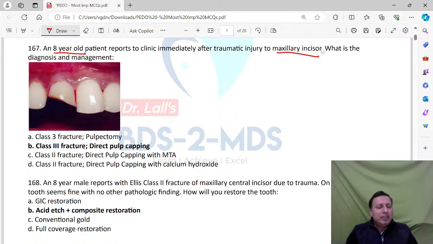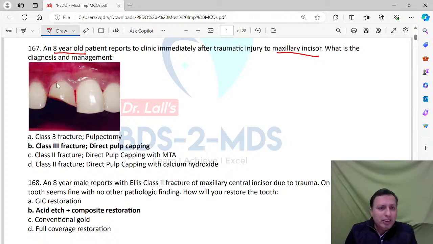Now, if you see in this, the age of the patient is 8 years and the tooth involved is the maxillary incisor, and we know that the root formation of the maxillary incisor completes by the age of 10 years. Okay, now in this case they are asking you what will be the diagnosis and the management.